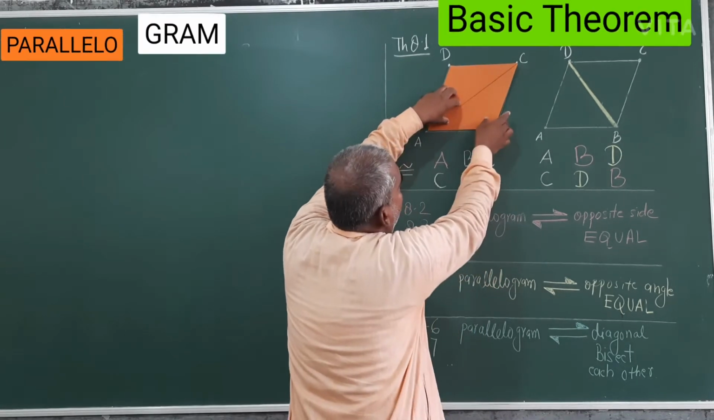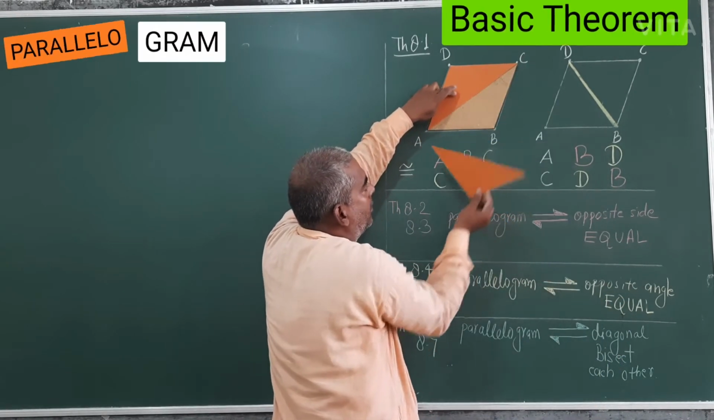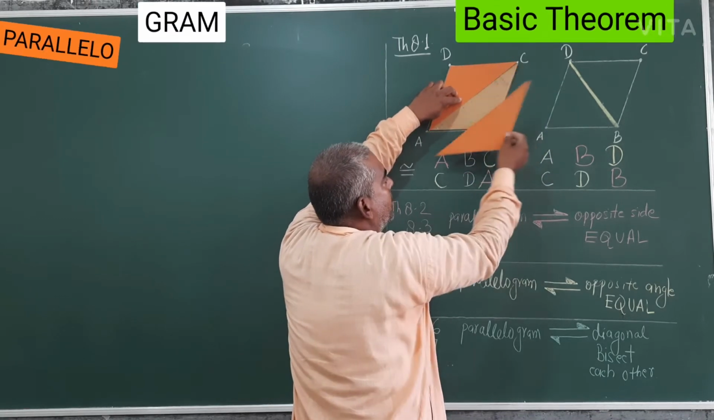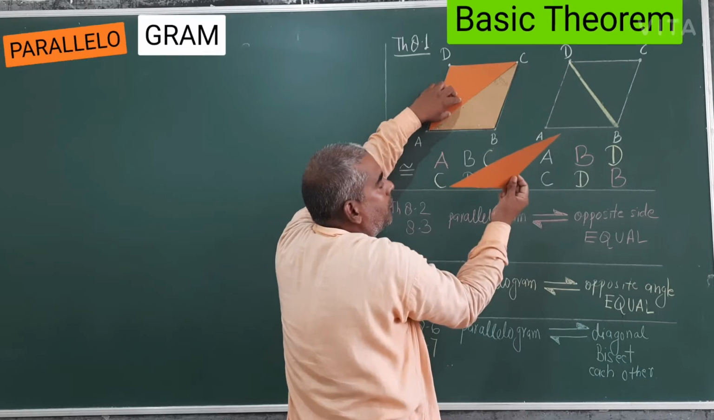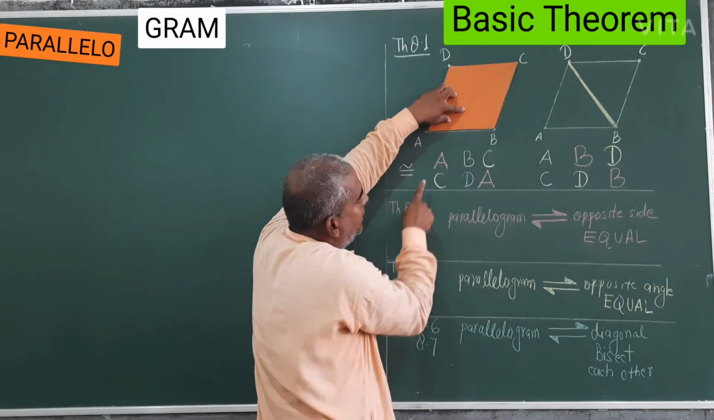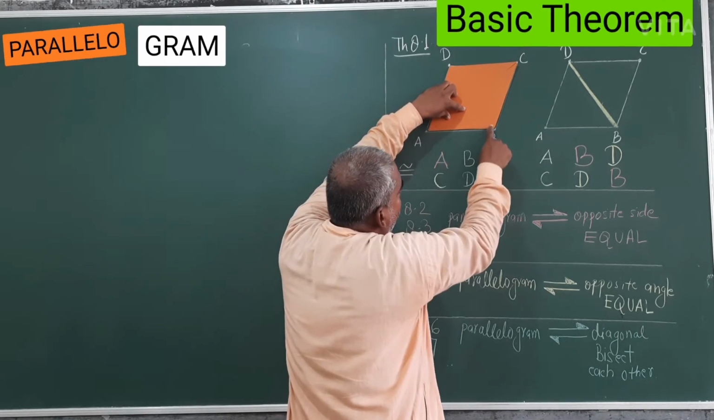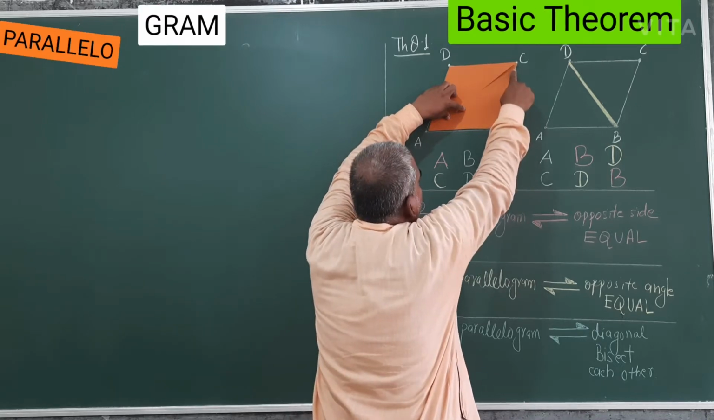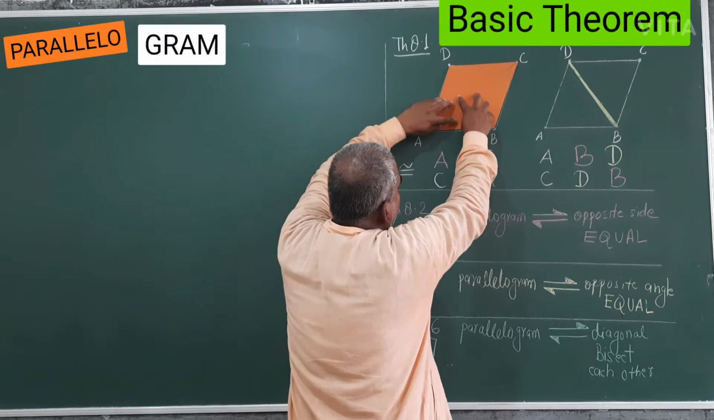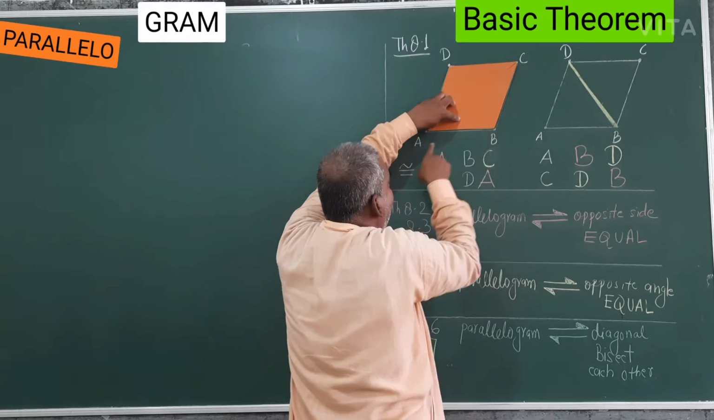If I take one half, these two triangles, actually this was the whole parallelogram, but I have got this diagonal, so I have got two triangles, and these two triangles are congruent. Why is it so? It is written here: A, B, C, and the other one is C, D, and then A.